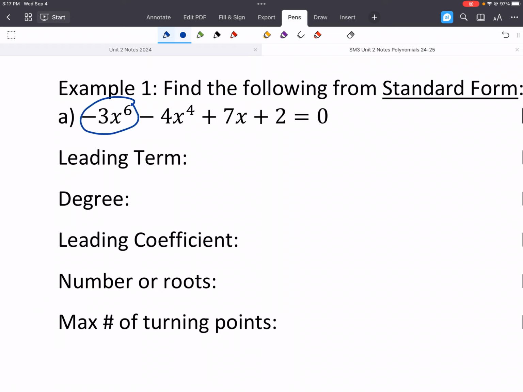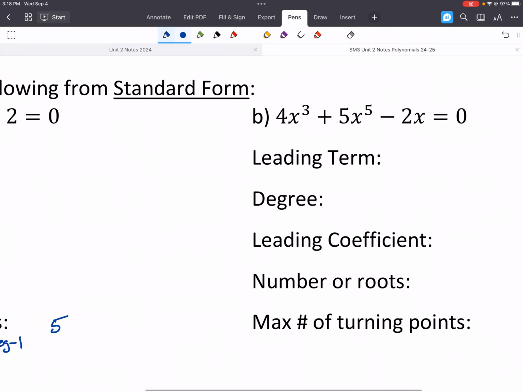Again, it's always going to be your term with your highest exponent, so negative 3x to the sixth. The degree is your highest exponent. The leading coefficient would be negative 3. Number of roots, based off the fundamental theorem of algebra, if we have a degree of 6, then we should have 6 roots. And then the max number of turning points is always the degree minus 1, so this would be 5.